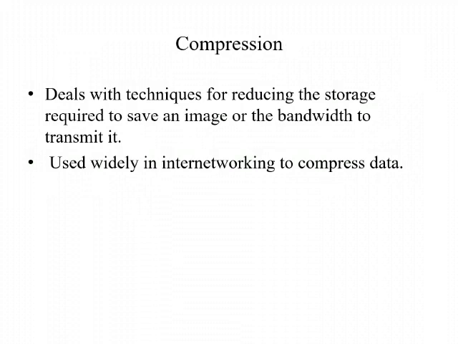The next step is the compression. Compression deals with techniques for reducing the storage required to save an image or the bandwidth that is needed to transmit it. This is widely used in internet working to compress data. .jpg is a file extension used in Joint Photographic Experts Group, that is JPEG Image Compression Standard.